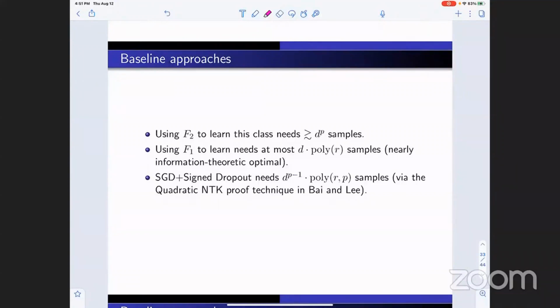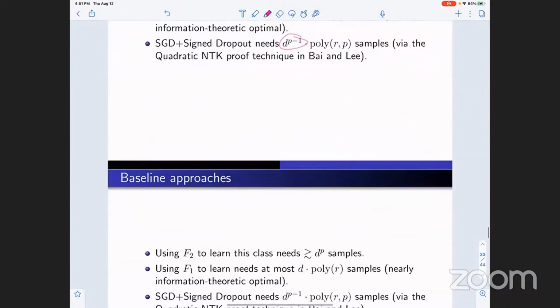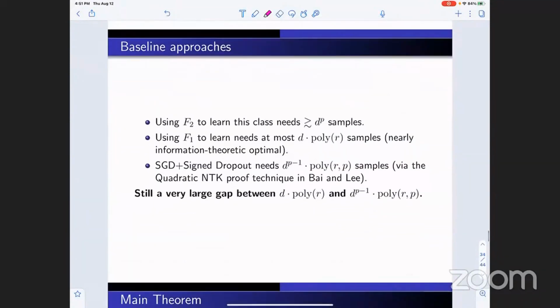And in one of my earlier works with U-Bi, you can learn this with a very, very modest improvement over the kernel. D to the P improves to D to the P minus 1. So a tiny, tiny improvement, but at least it shows that you can beat D to the P with a computationally efficient algorithm also. Of course, there's still a huge gap here. There's a lot to close here.